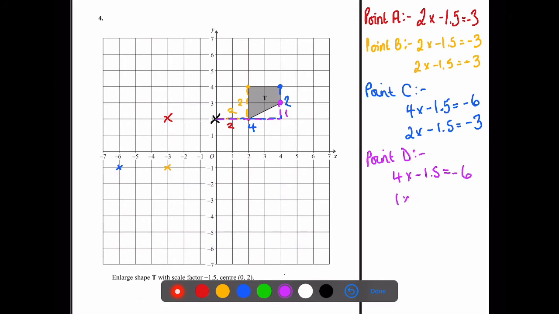And then 1 times -1.5, which gives us -1.5. So all we're going to do then to put our last point in is go from our centre, -6 and then -1.5. So 1.5, which will give us about there. Okay. Yep. So I'm just going to put that in.